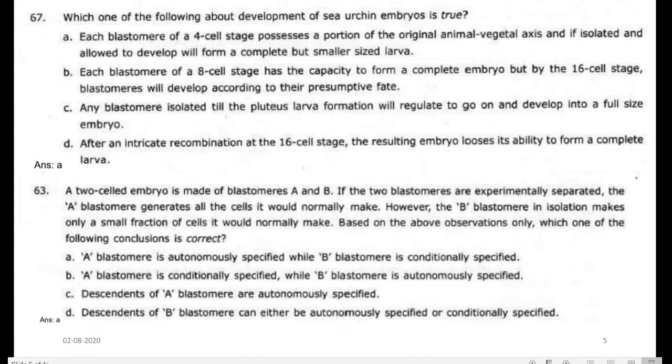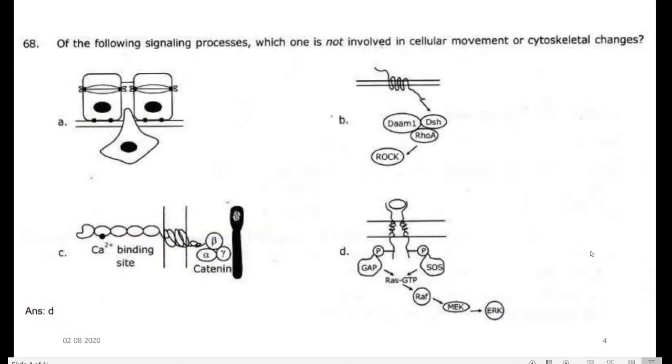In this conditional development, conditionally specified cells have different natures in a particular environment. Okay, in a hot condition some cells are able to grow, and in a cold condition some cells are unable to grow. That is conditionally specified. But in blastomere A, its cells can grow in any environment, any conditions. Okay, next question.